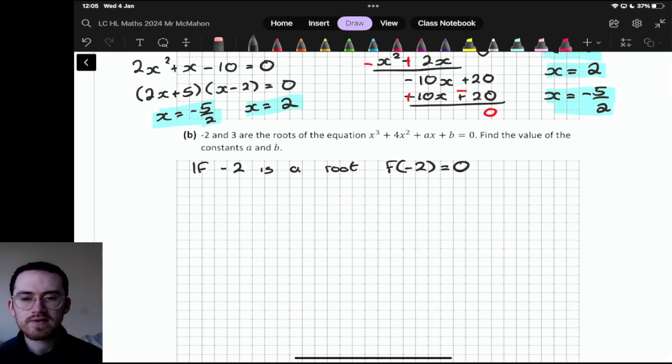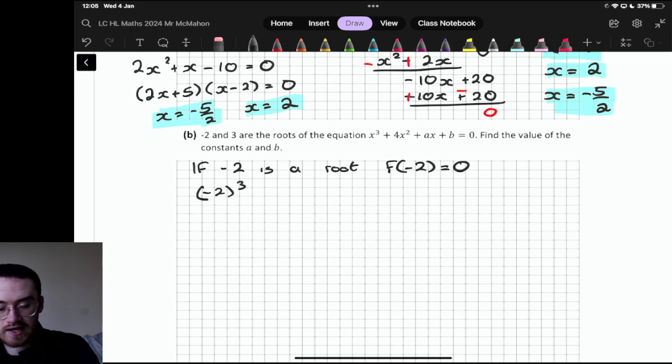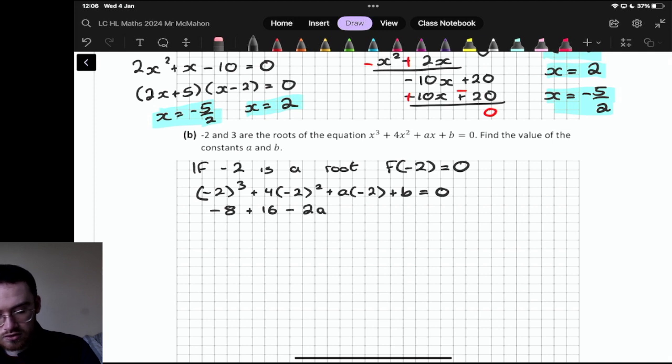So we're saying if minus 2 is a root, then if I sub in minus 2, my answer should be 0. So we start off by subbing in minus 2. Anywhere that we see x, we're going to sub in minus 2, noting as well that we still have that a and b, but that is fine. Okay, so my next line, minus 8 plus 16. Watch out for those minuses when you're doing your squares and your cubes, just to make sure that we have it as accurate as possible.